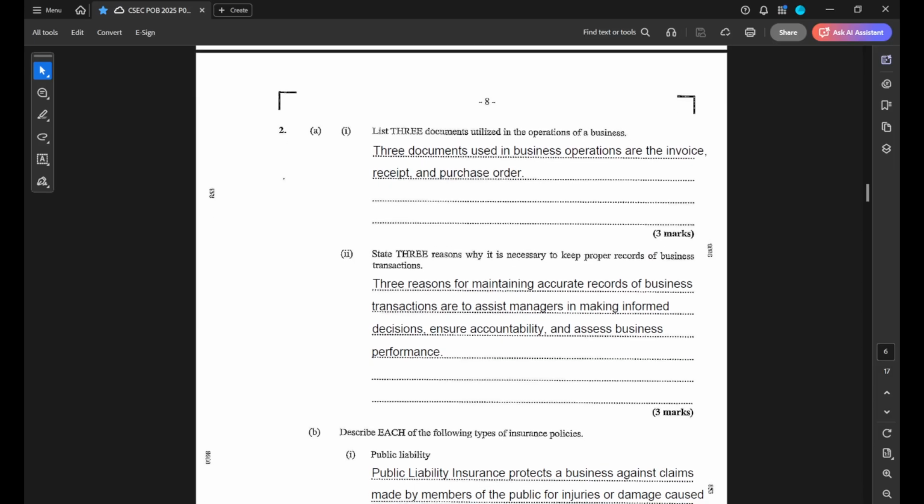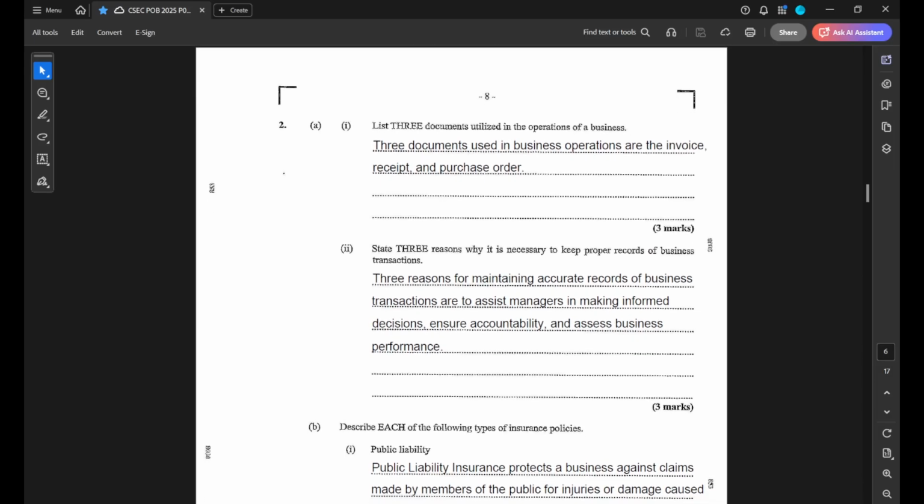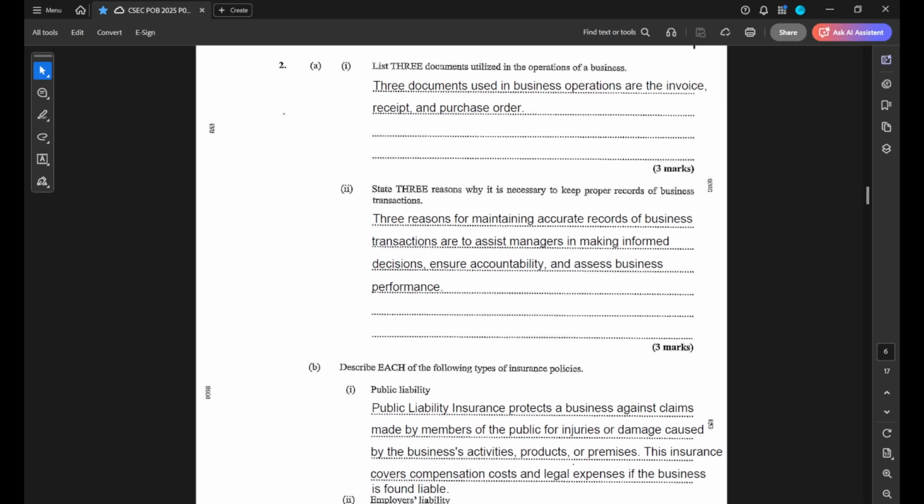Part B, describe each of the following types of insurance policies. So we have public liability. Public liability insurance protects a business against claims made by members of the public for injuries or damages caused by the business activities, products, or premises.